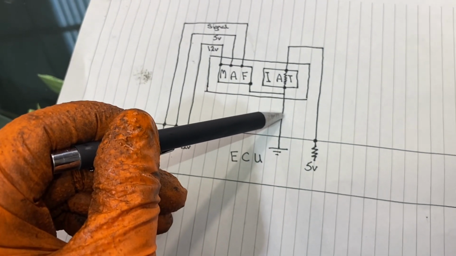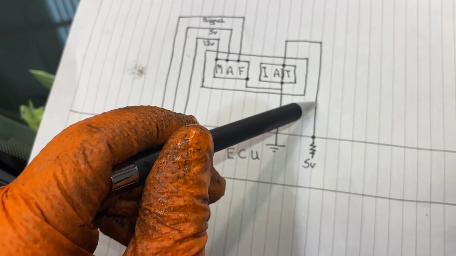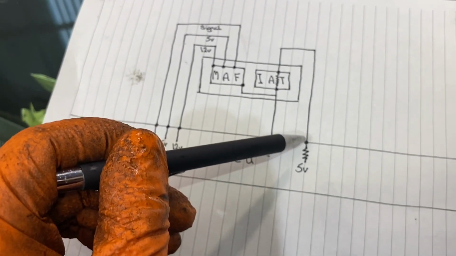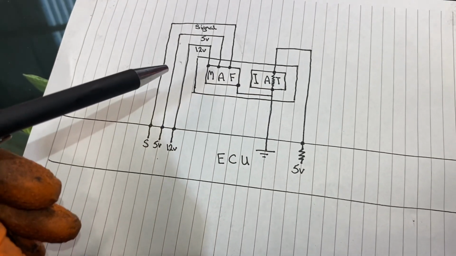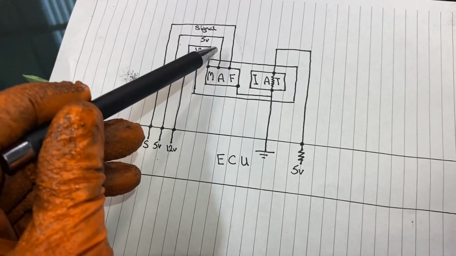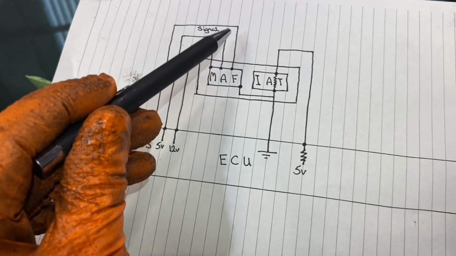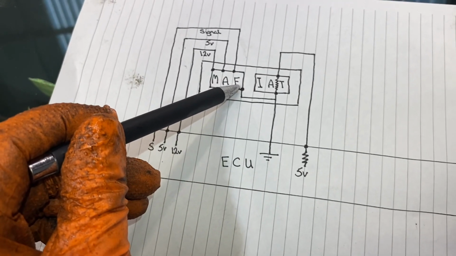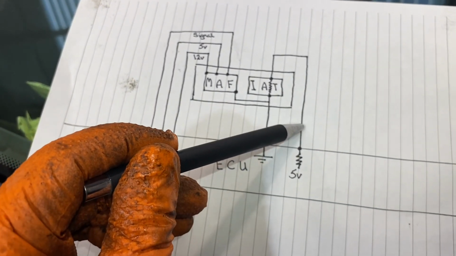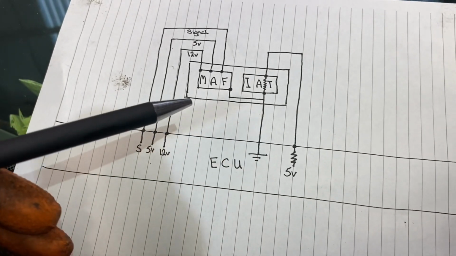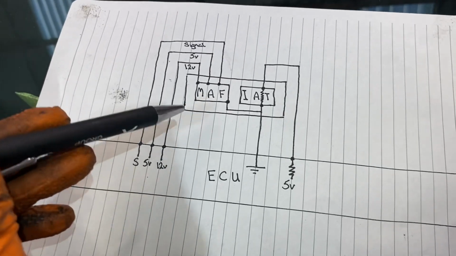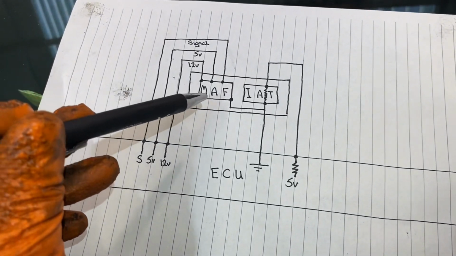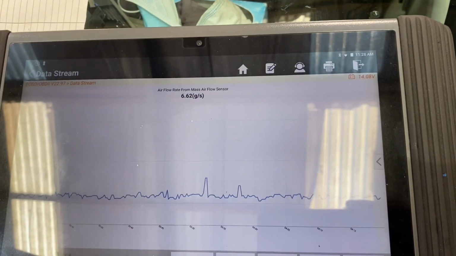So one ground, and then the intake air temperature sensor has its 5-volt supply, which is its signal wire as well. So 12-volt feed, 5-volt feed, signal and ground for the mass airflow sensor, and it's 5-volt feed and ground for the intake air temperature sensor. 5 wires. That's my understanding of how this system works, and we have a fix.